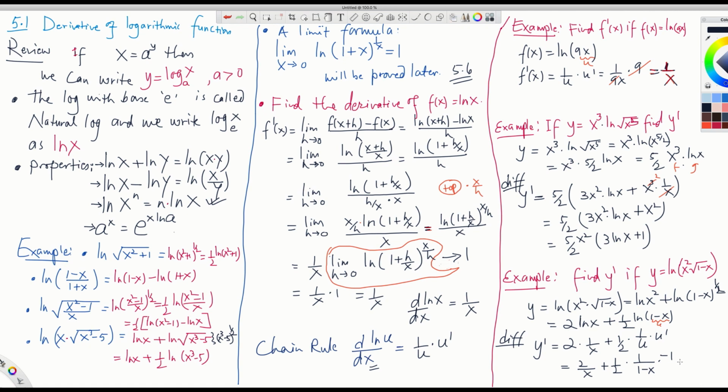So the final answer looks like 2 over x minus, because 2 times 1 times 1 times negative 1 is negative 1 over 2 times 1 minus x. That is the final answer for this example. Okay, so we'll see a couple more examples in the next slide or next page.